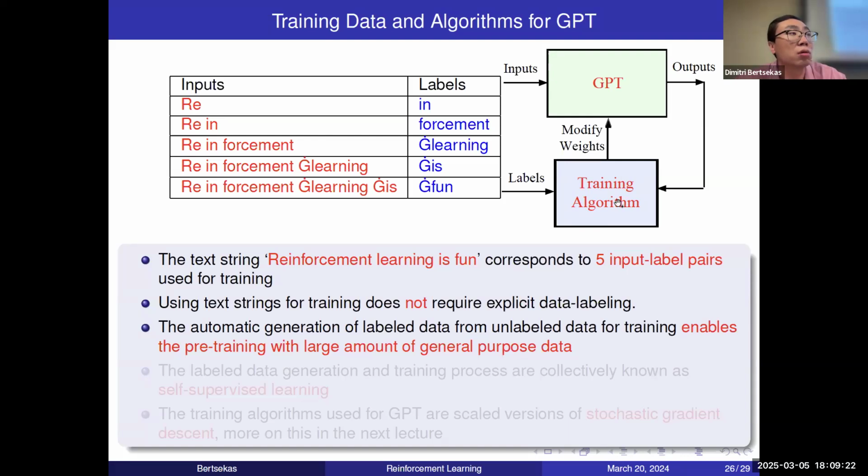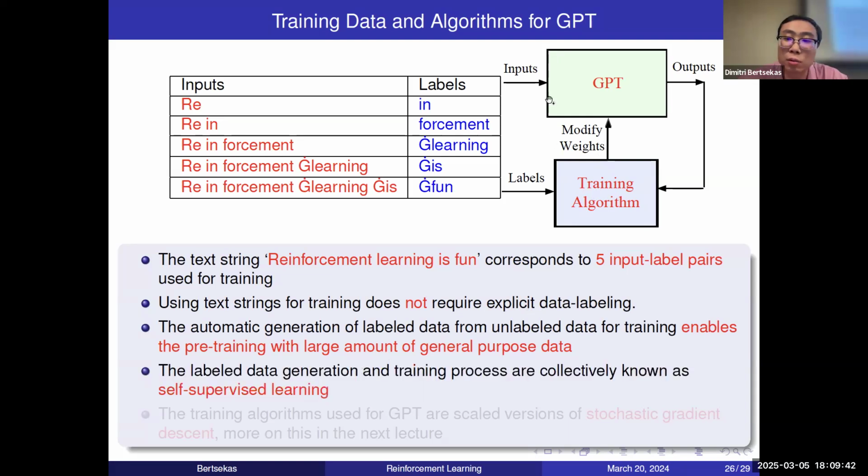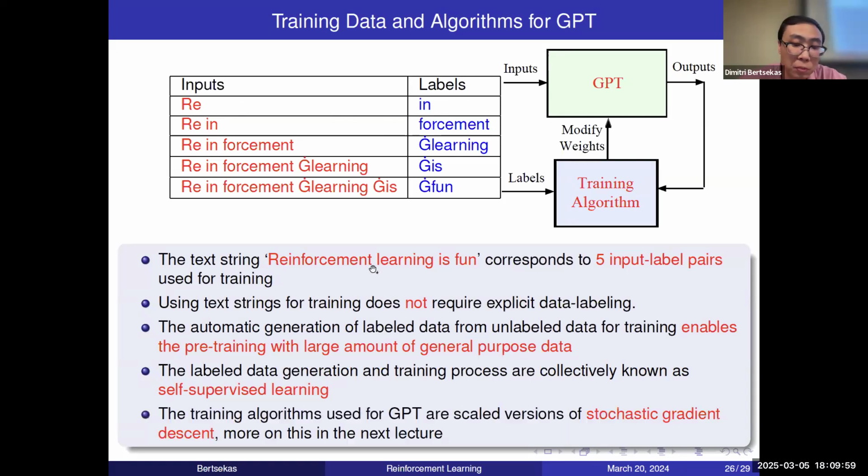Nowadays, people use various off-the-shelf training algorithms quite effectively. Based on the label and the output of the given transformer, the training algorithm modifies the weights of the neural network. And this overall is the training process of the transformer. The label data generation and training process are collectively known as self-supervised learning. It's self-supervised because the text itself generates the supervision, the labels. The training algorithm used for GPT is a scaled version of stochastic gradient descent, and we will talk about this in a future lecture.